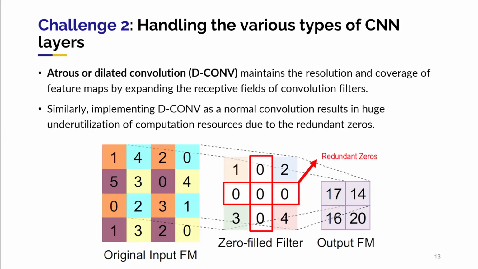And then the second one is the atrous or dilated convolution, which maintains the resolution or coverage of the feature maps by expanding the receptive fields of the filters. So for example, if we have a 2x2 filter, we can expand it into 3x3 by inserting zeros to cover more area of the feature maps. And this also results in a lot of redundant zeros.